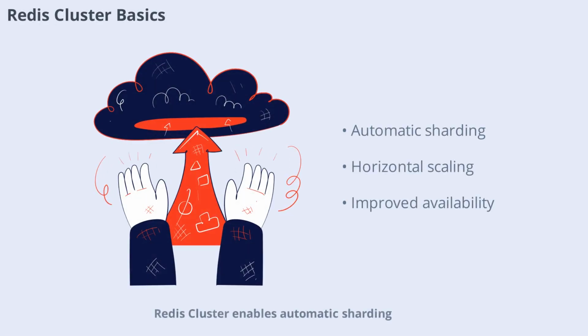Redis Cluster enables automatic sharding, splitting your dataset across multiple nodes. Each node is responsible for a subset of hash slots, making it easy to scale horizontally. If a node fails, the cluster can continue operating as long as the majority of master nodes are available. This setup boosts both scalability and availability, but it's not immune to large-scale failures.